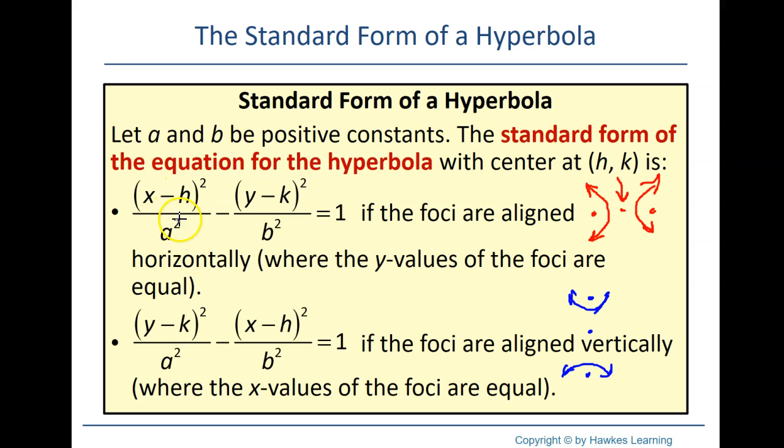a squared is what we consider to be the denominator of the positive variable. So if x is positive, a squared is what's underneath x. If y is positive, a squared is what's underneath y. With an ellipse, if you recall, a squared was the bigger of the two. So let's say this is 16 and this is 9. 16 was bigger, so it was positive. But now, if this was 9 and this was 16, or just different numbers, 4 and 25, the denominator that's positive is a, no matter if it's bigger than b or not. So we go by who's positive, who's going to be a and who's going to be b.